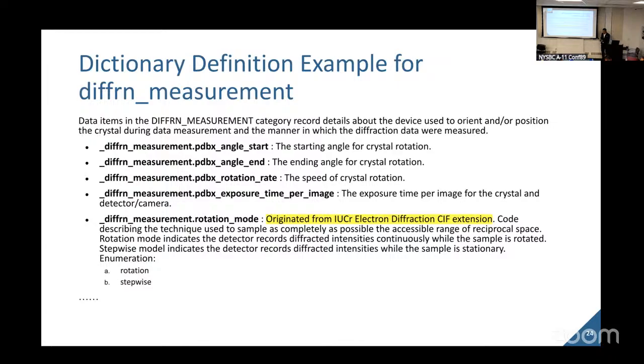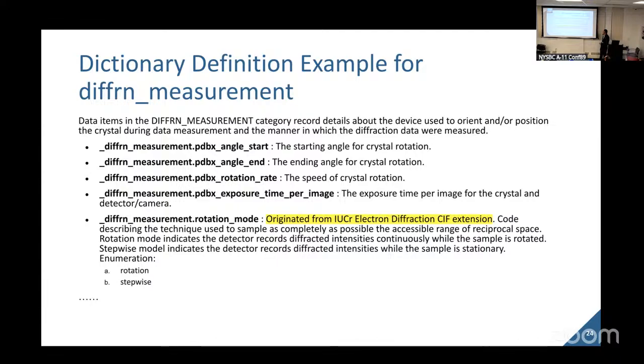And short time. So this is an example of a dictionary definition, and this is so-called mmCIF data items, which include the category name and attributes. These attributes report the start and end of a crystal rotation. We do continuous rotation, and there's a rotation rate, etc., with a dedicated unit. This is degree per second.